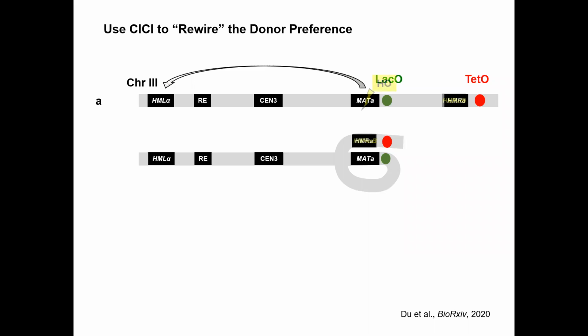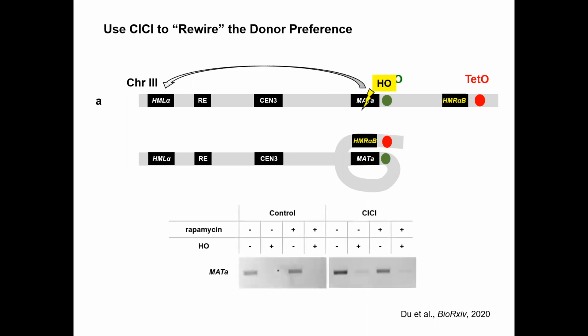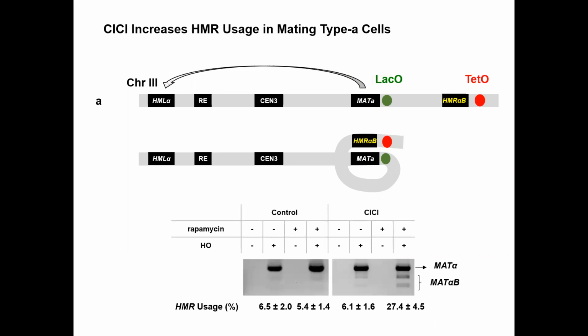So I'm going to skip some details of how exactly we did this. I guess the punchline is here: in the CICI strain, but not in the control strain, when we induced CICI with rapamycin, you can see that the usage of HMR increased from just 6% to 27%.